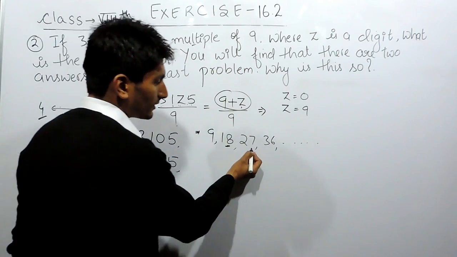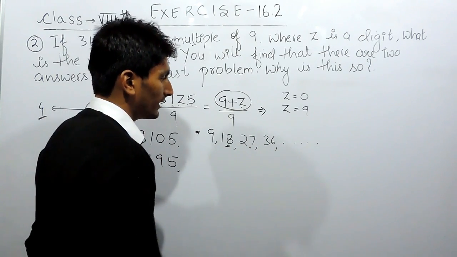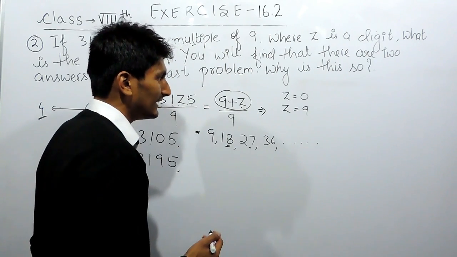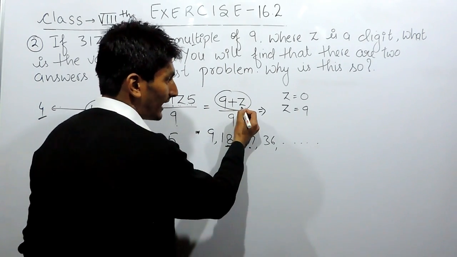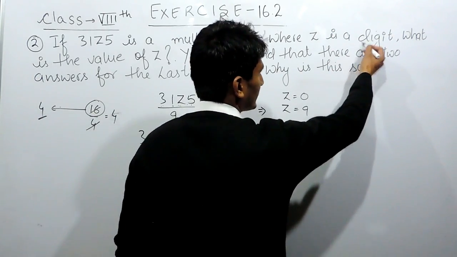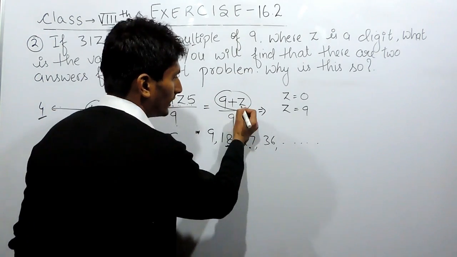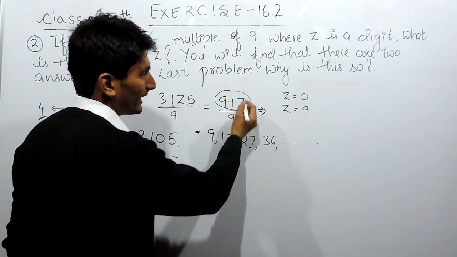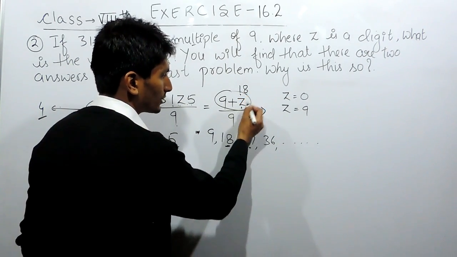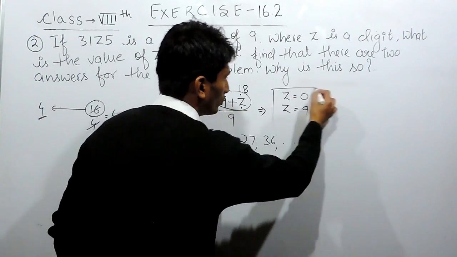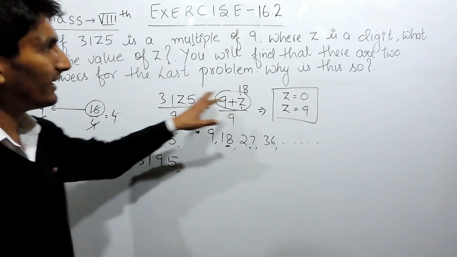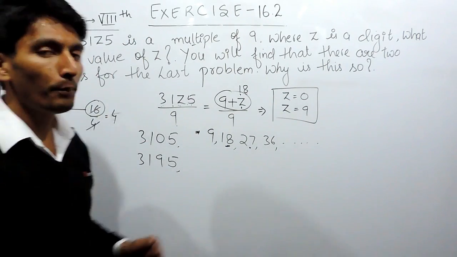Now to make the third number divisible by 9, that is 27, I would have to add 18 here. That is not possible because z is a single digit. It is given that z is a digit, so we cannot add 18 here, because in that case it would become a 2-digit number. So this is not correct. These are the two values for which this complete number will be divisible by 9. That is why in this case two answers are possible.